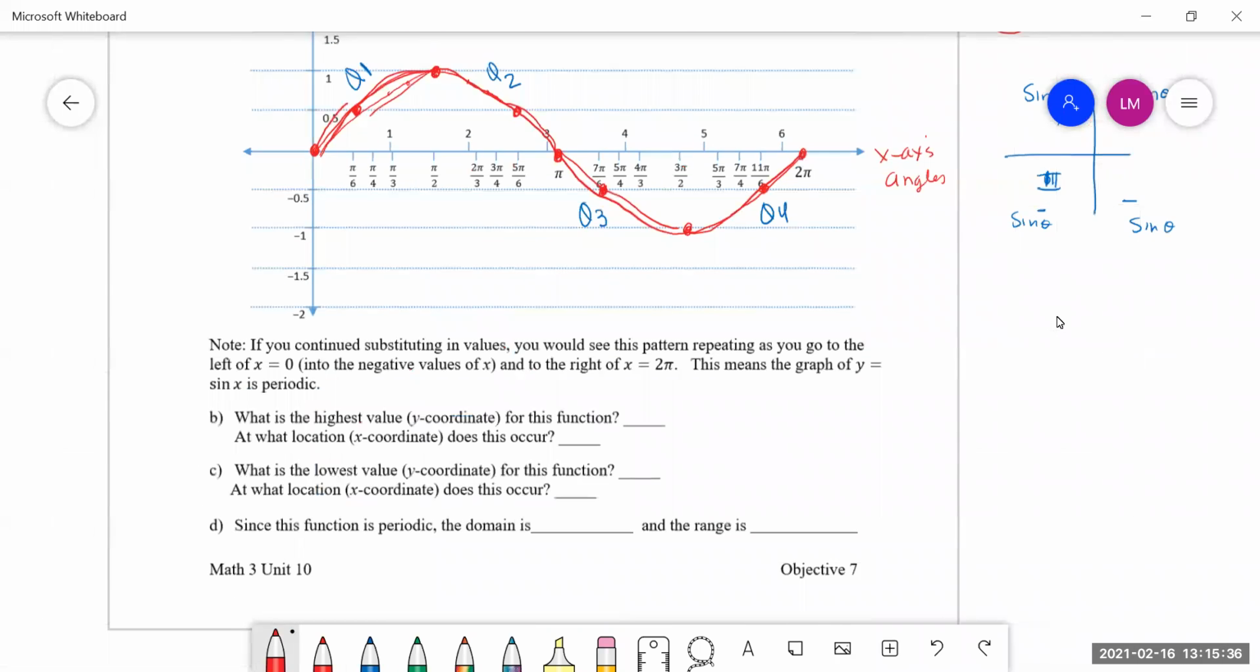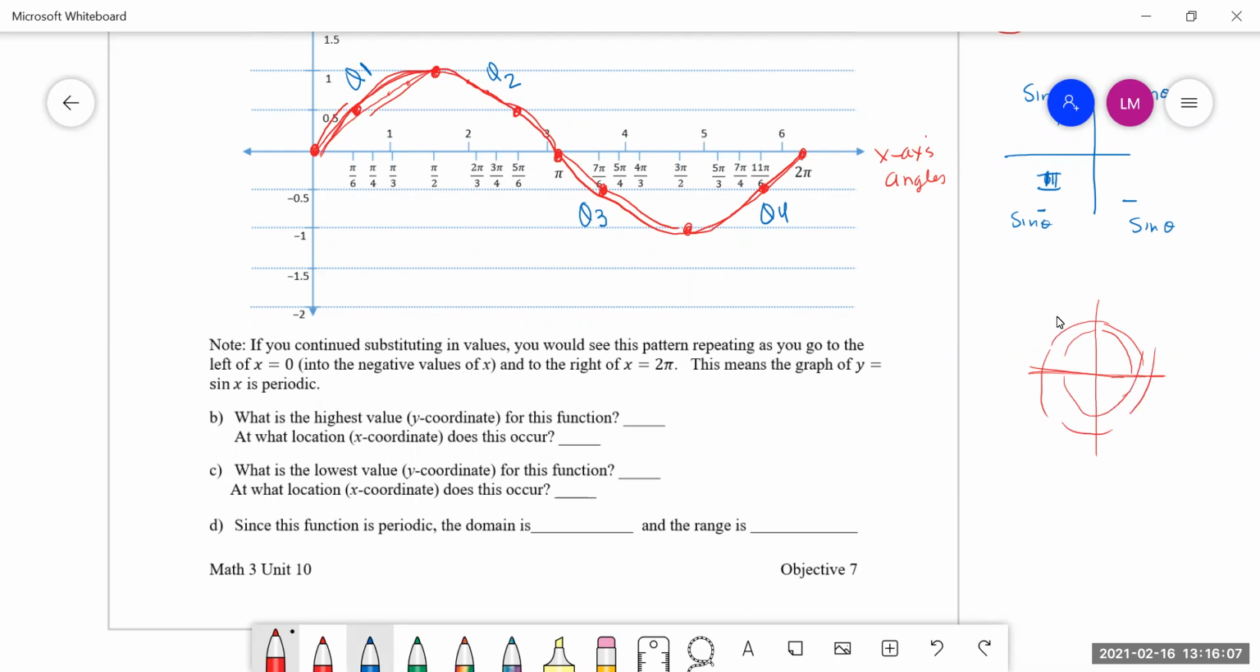It says, note if you continue substituting in values, you would see the pattern repeat as you go to the left of x equals 0, into the negative, and to the right of 2π. That means like if I keep going around the circle over and over again, right? I went around first quadrant, second quadrant, third quadrant, fourth quadrant. If I keep going around and around and around, the pattern is the same.